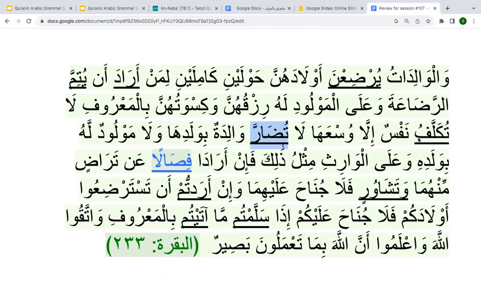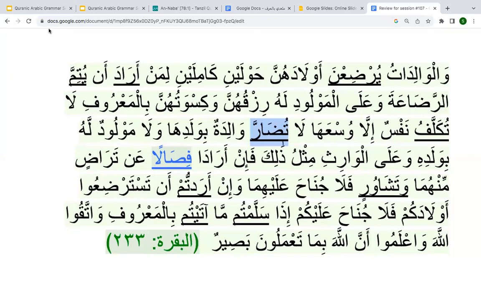Tukallafu. It is family 2, majhool, and is it mudare or maloom? That is a siga. Mudare, and what's the pronoun? Is there a naibul fa'il or damir outside there somewhere? My dear sisters, there's a naibul fa'il outside, which is nafsun. Barakallahu feek.